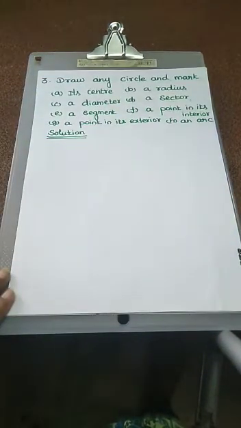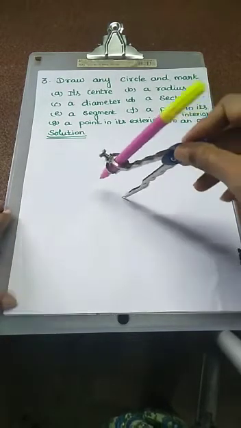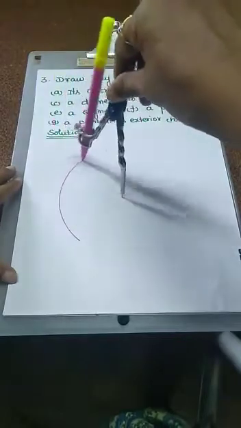Third problem: draw any circle and mark its center, radius, diameter, sector, segment, a point in its interior, a point in its exterior, and an arc. First I am going to draw one circle. So first choose the center point. This is the center point. Using this point I am going to draw one circle.